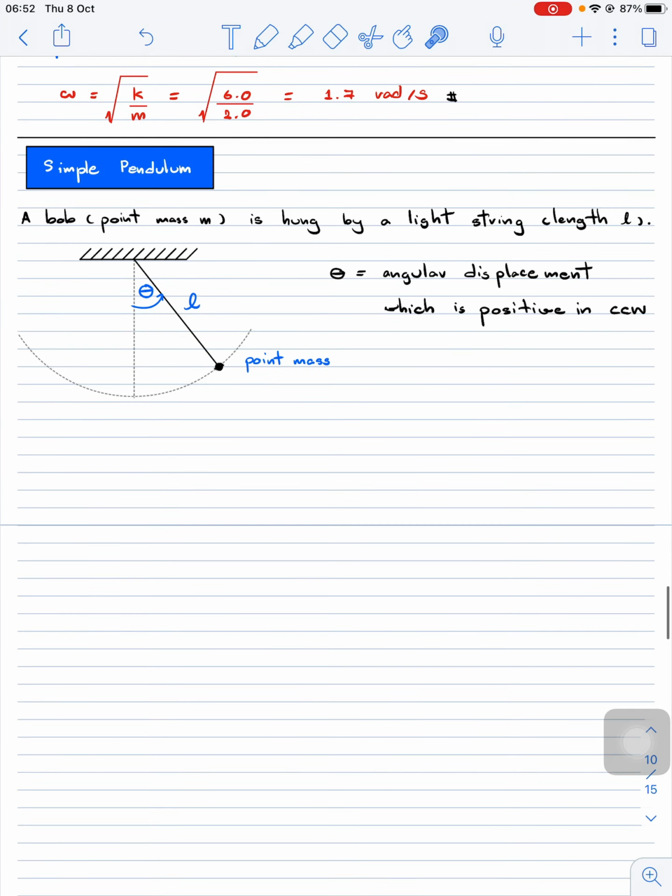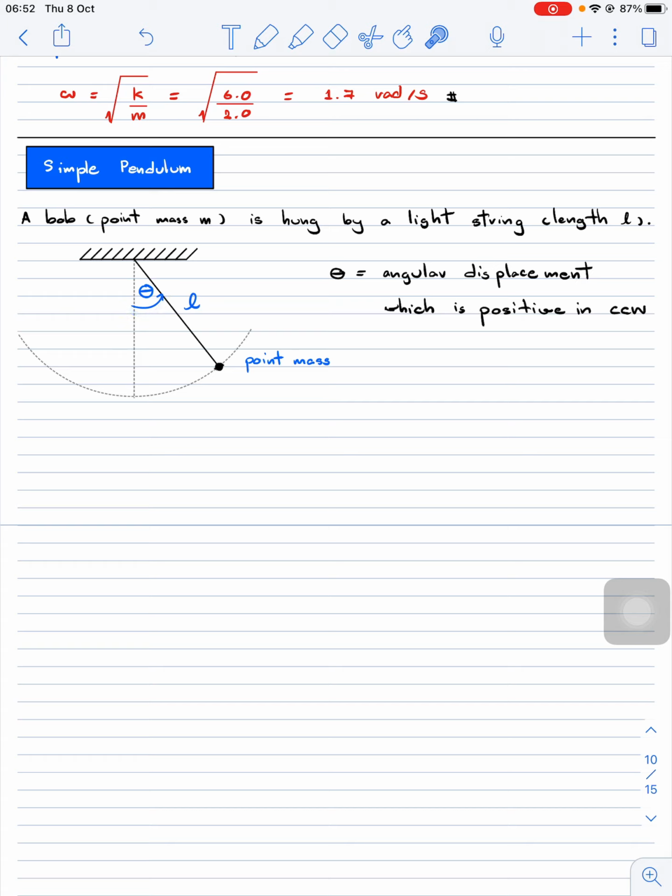If we release the bob here, the bob will move along this circular path, going back and forth. So now we have this theta to be the angular displacement. Formally, we define it to be positive in the counterclockwise direction. So it means that in this case, the theta, the angular displacement, must be positive.